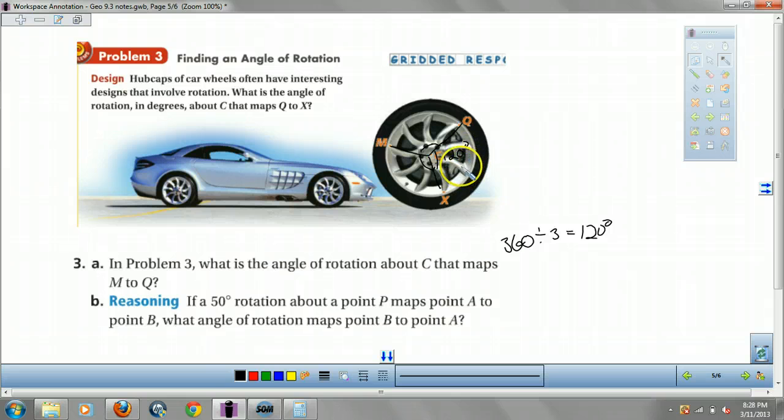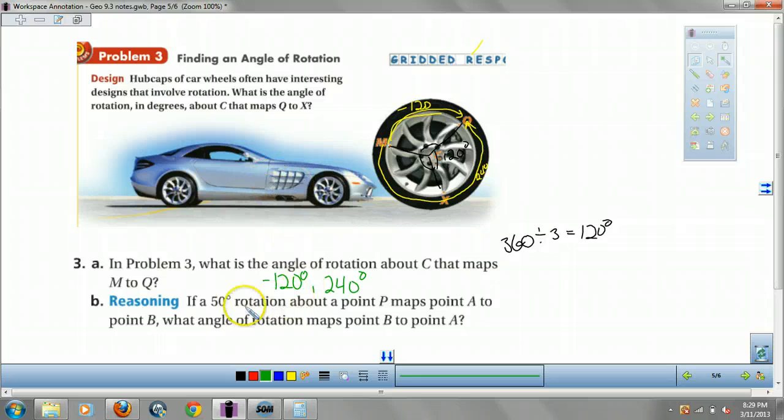Okay? So how do I get from M to Q? Well, if I go this direction, that's negative 120, right? Because that's clockwise. Clockwise negative. If I go this direction, I had to go 120 plus 120, which is positive 240. So both are correct. Okay.